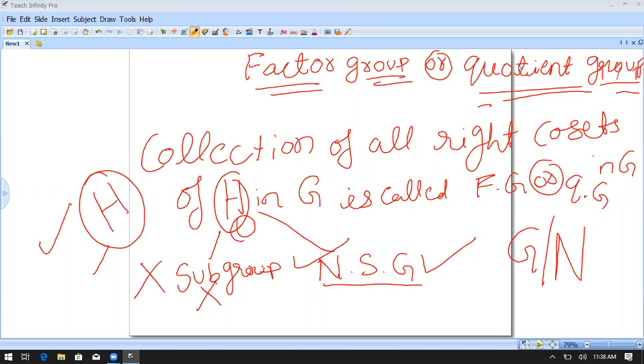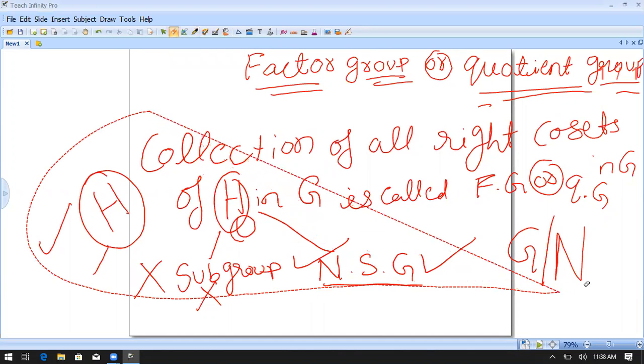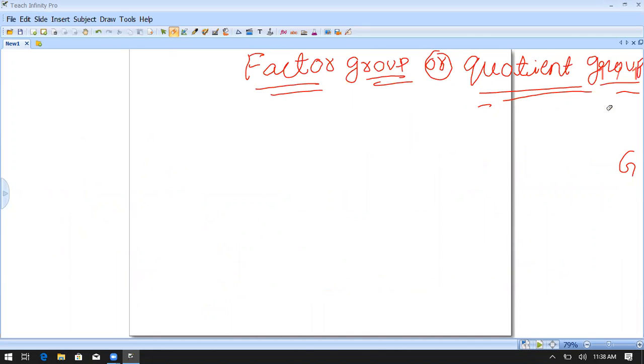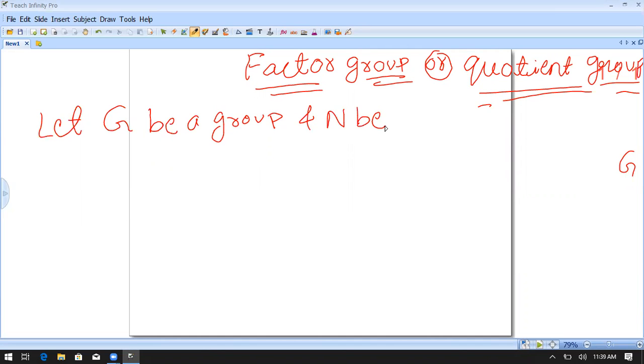Now we shall see the definition from the textbook. This is not from your textbook. In the textbook, they have given: let G be a group and N be a normal subgroup.